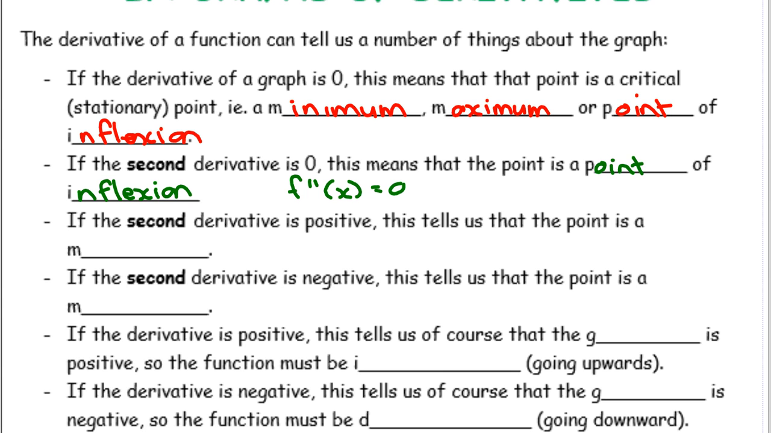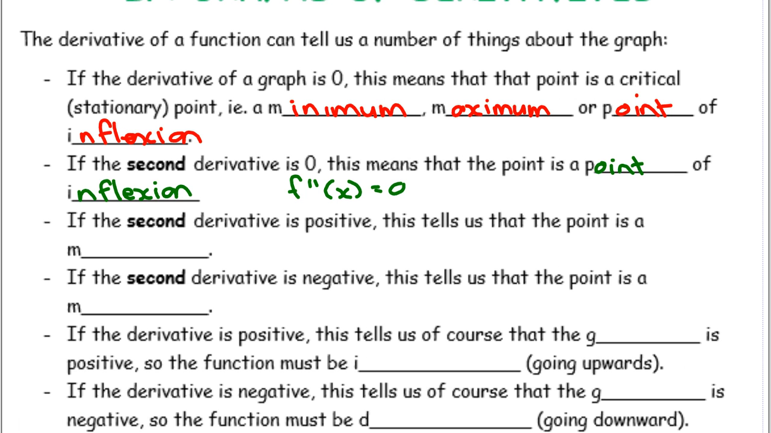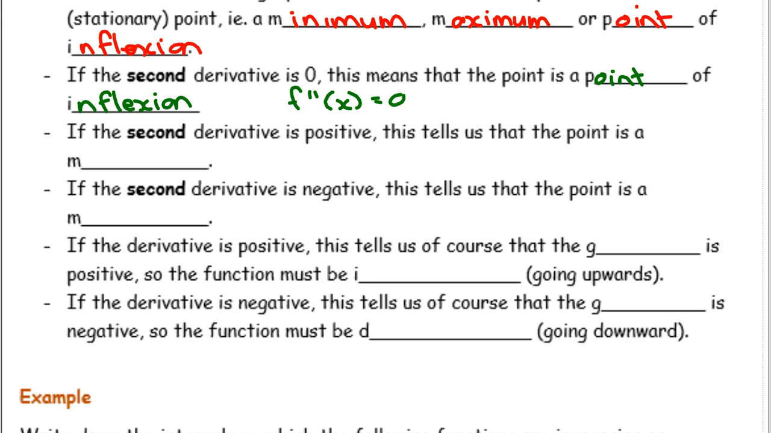The next one here, if the second derivative is positive, think positive, it's like a smile. So it's a minimum. But it's confusing because you think positive will be max. Positives at the top, don't you? So think of it instead like a smiling face. If the second derivative is positive, this tells us that the point is a minimum. And if you have trouble remembering that, try drawing it, and then you see, hey, it's a minimum.